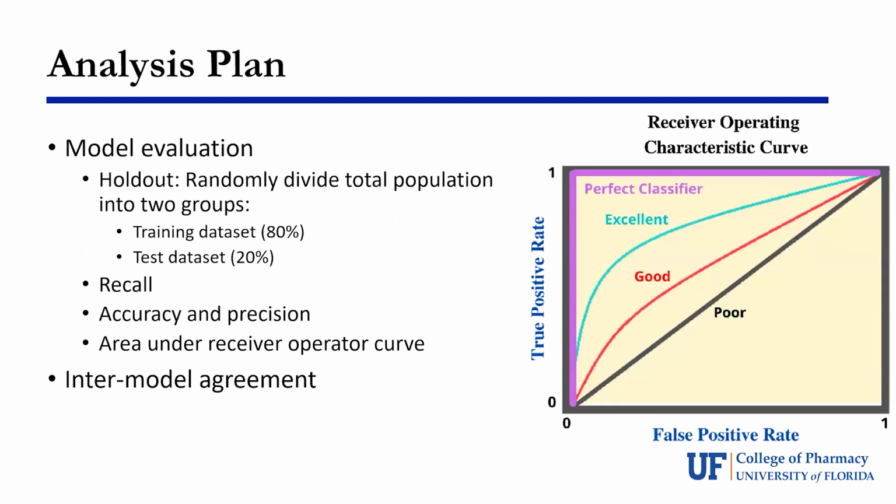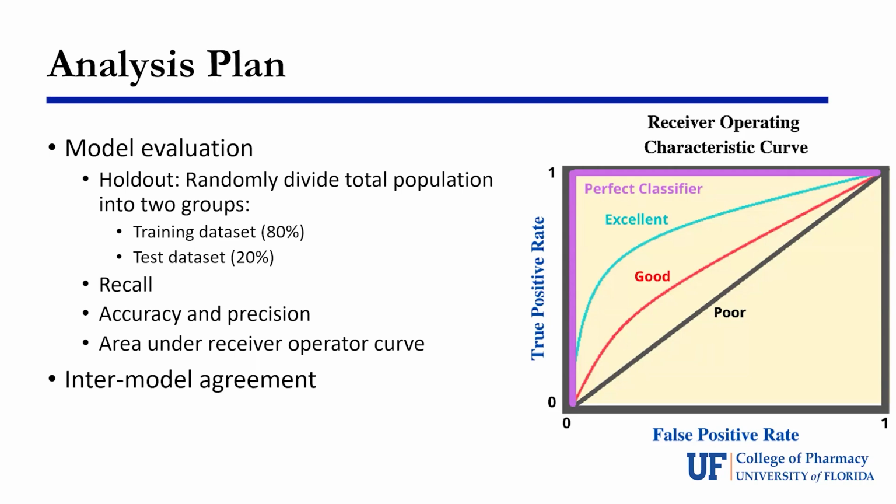And then again, the model evaluation. Our plan is to do a holdout. So we'll randomly divide the patient population into two groups. We'll have the training data set, which is going to be 80% of the population, and then a test data set, which is 20%. And then we're going to evaluate using recall, and then accuracy and precision, which is very commonly done. And then again, area under the receiver operating curve.